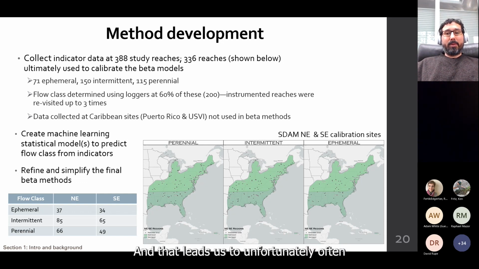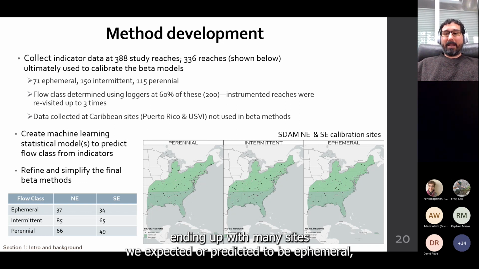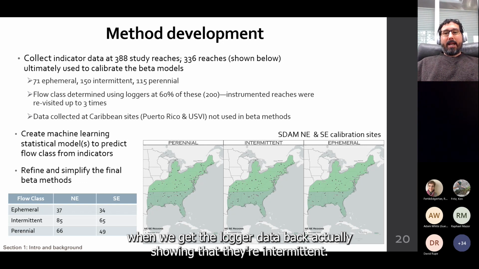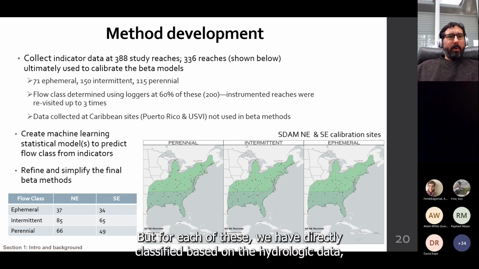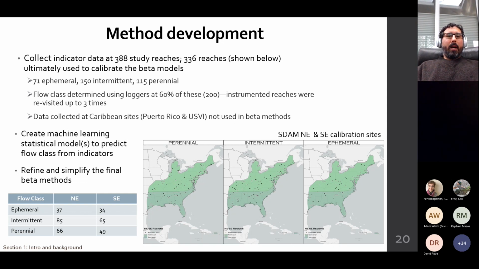And that leads us to, unfortunately, often ending up with many sites we expected or predicted to be ephemeral when we get the logger data back actually showing that they're intermittent. And so our intermittent numbers get higher and our ephemeral numbers get smaller. But for each of these, we have directly classified based on the hydrologic data, perennial, intermittent, or ephemeral, as Rachel had shown in the prior slides.